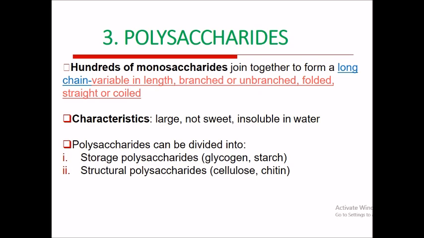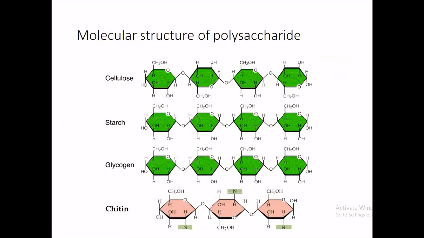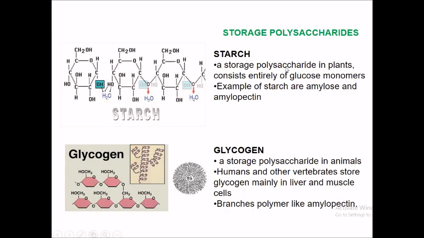And polysaccharides can be divided into two types, which are storage polysaccharides such as glycogen and starch, and structural polysaccharides such as cellulose and chitin. Now let's look one by one at these types of polysaccharide. For storage polysaccharide, the one found in plants is starch. Starch consists of only glucose monomers. Examples of starch are amylose and amylopectin.